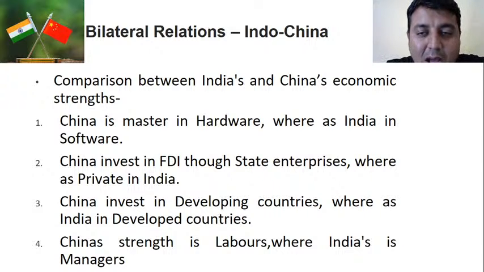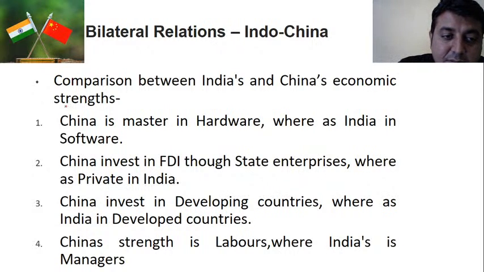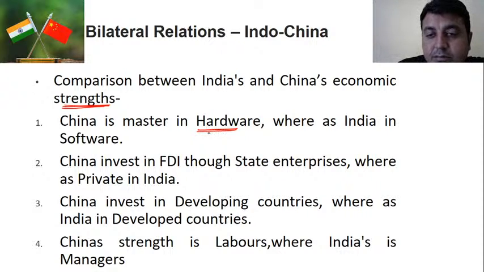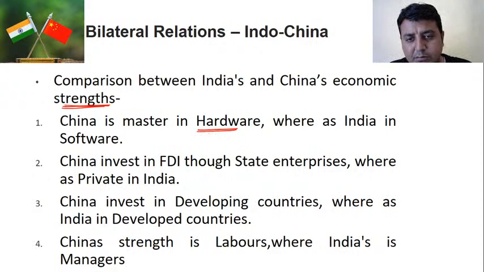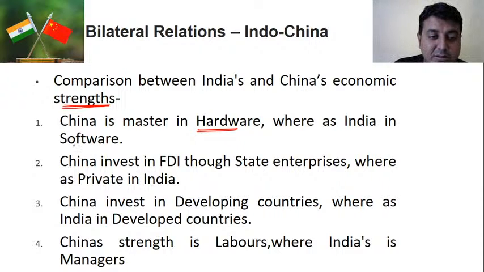China is a master in hardware. When we compare Chinese and Indian economic strength, Chinese strength is basically hardware, computer hardware, all types of hardware. Whereas in India, our strength is software. Clear? Our strength is software. The second important comparison is very important.